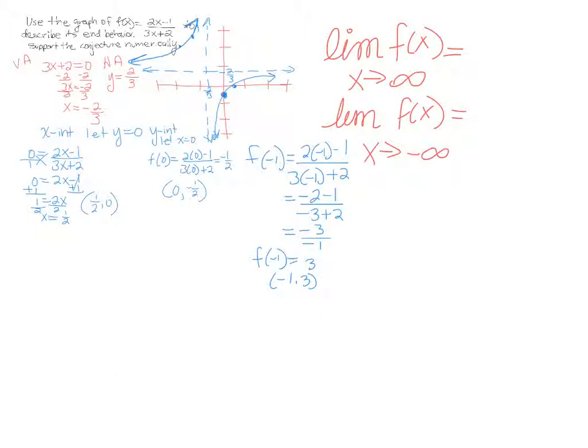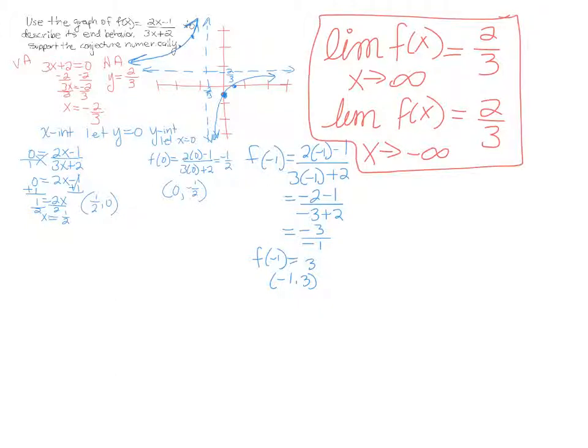Now I look at my graph. What is happening to the y values as I'm moving towards the right, to positive infinity? Well, that is approaching this value right here, which is 2/3. And the same thing happens as I move towards the left, okay? Negative infinity, what is that approaching? Well, that's approaching this y value, which is positive 2/3. So this is by analyzing it graphically.